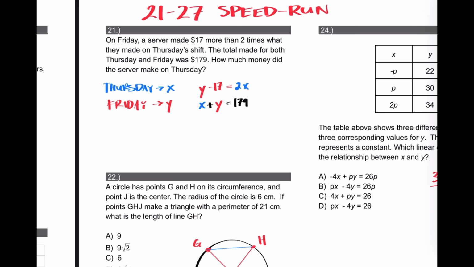So you could check yourself if you made an error, maybe you added instead of subtracted 17. It would become evident when you look at your answer there. So how much money did the server make on Thursday? The answer there would have been 54.